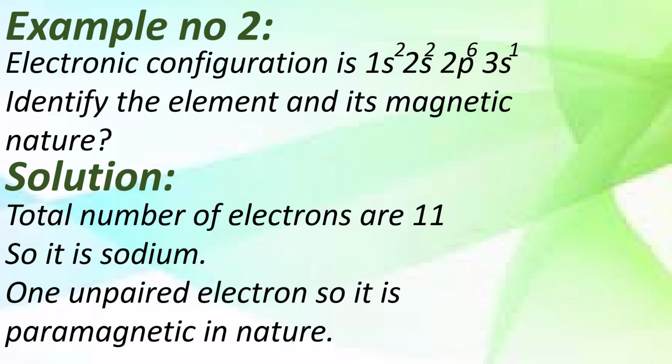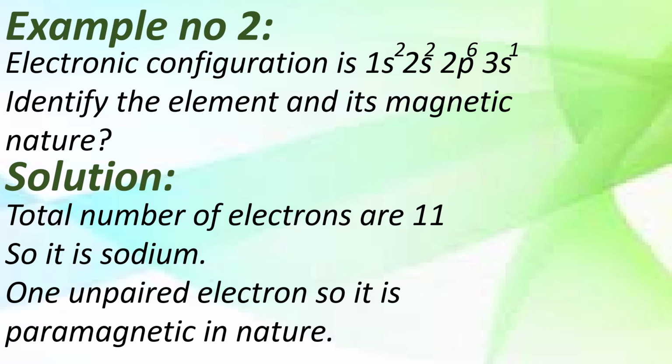Example number 2. Electronic configuration is 1s2, 2s2, 2p6, 3s1. Identify the element and its magnetic nature. 1s, 2s, 2p, 3s we have written according to Aufbau principle. The lower energy is 1s, higher energy is 2s, much higher is 2p, much higher is 3s. S orbital can occupy 2 electrons, p orbital can occupy 6 electrons. Now we have to identify element and its magnetic nature.